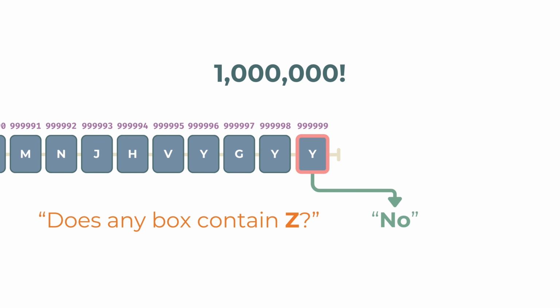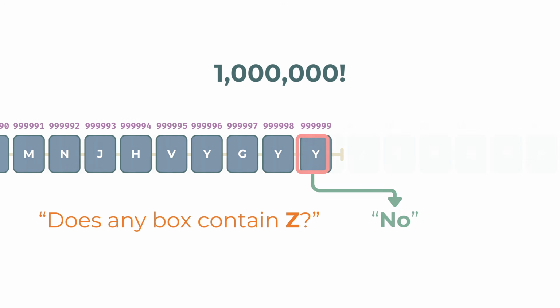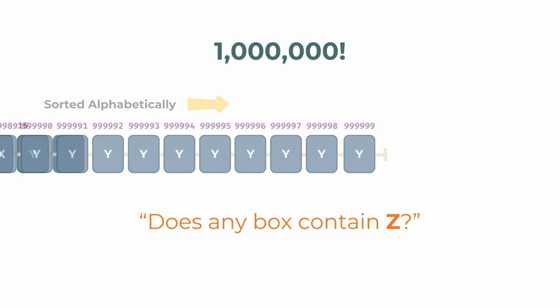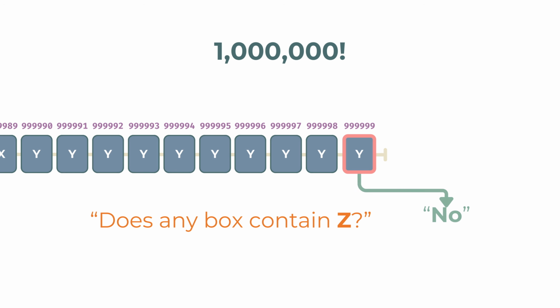Now imagine I asked you the same question, but I told you up front that the characters in the array were sorted in ascending alphabetical order. Figuring out if there's a Z in the array is now trivial. All you have to do is look up the very last element by its index. If the final character is a Z, the answer to the question is yes, otherwise it's no.